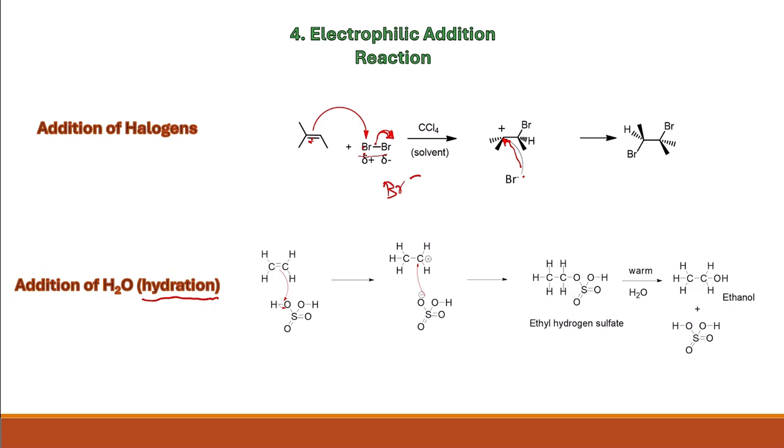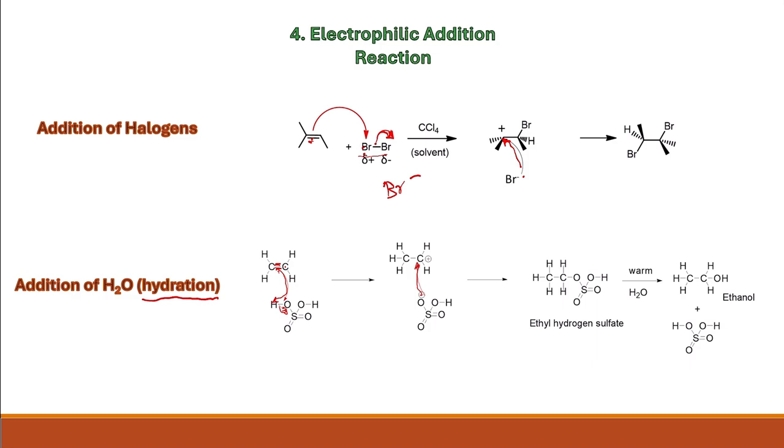So the first step is that the double bond between the two carbons will attack the hydrogen on the sulfuric acid. At the same time, the hydrogen-oxygen bond of the sulfuric acid will break. The second step will be the generation of the carbocation. The hydrogen will be added to one of these two carbons in the double bond, and then we're also going to have the sulfate ion with the oxygen that has a negative charge. The sulfate ion will then attack the carbocation, the carbon with the positive charge.